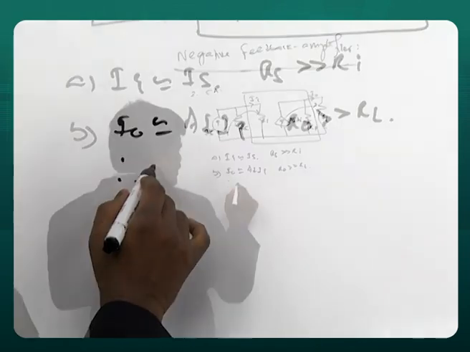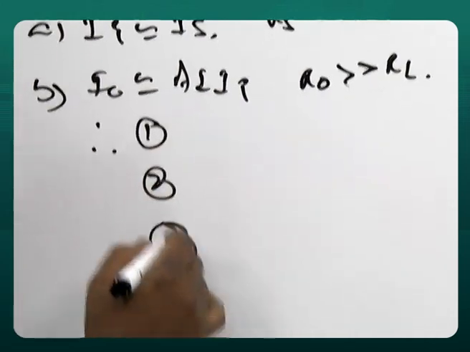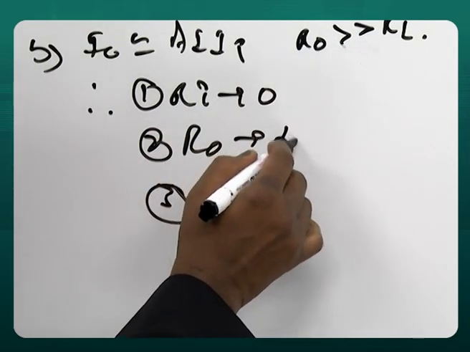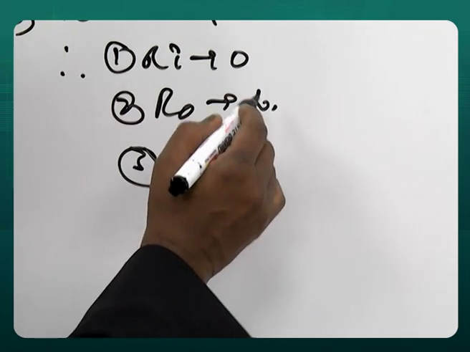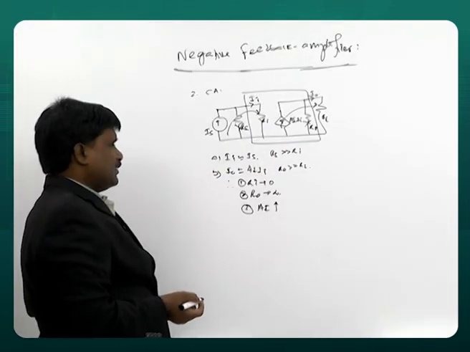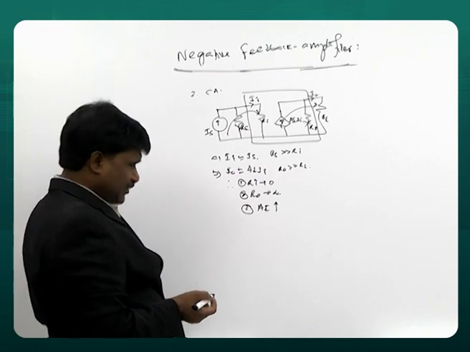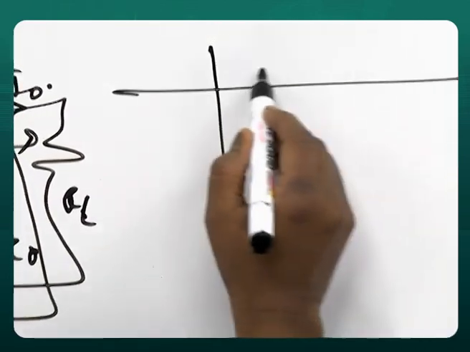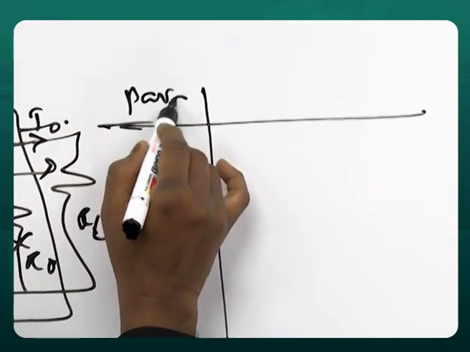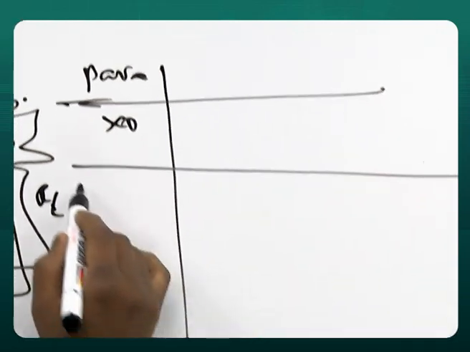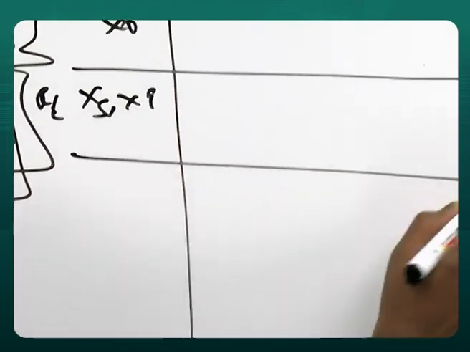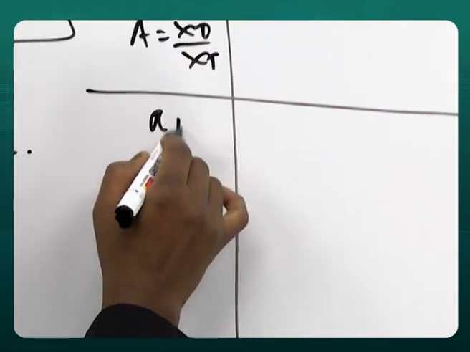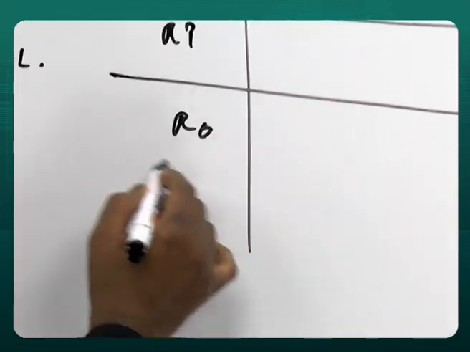Therefore, what is our conclusion? Three conclusions. RI should be low, R0 should be high, current gain should be high. These are the expectations of a current amplifier. So I will give you a small table: parameter X0, XS, XI, gain X0 by Xi, Ri, R0.